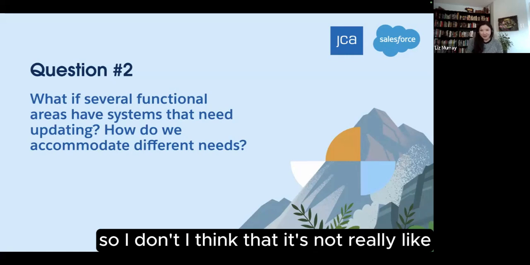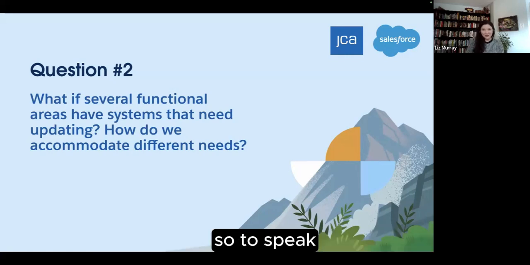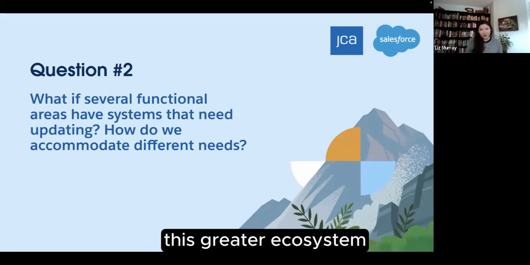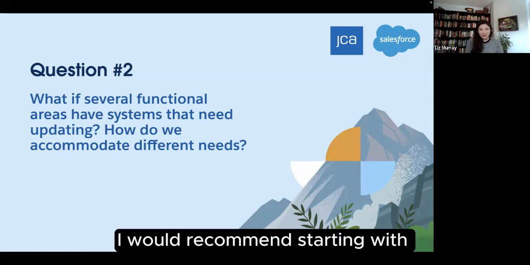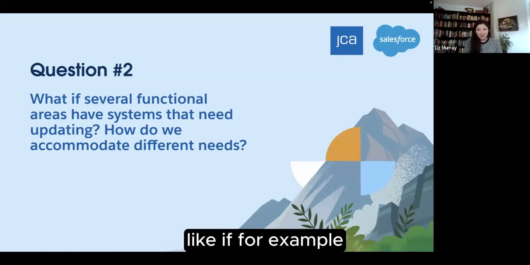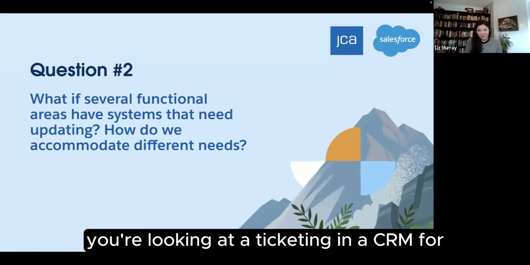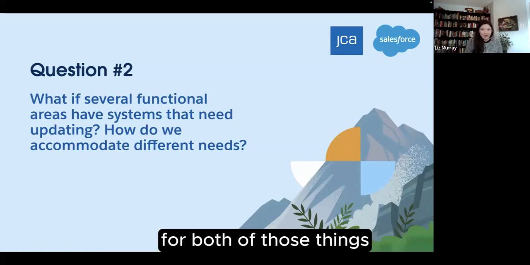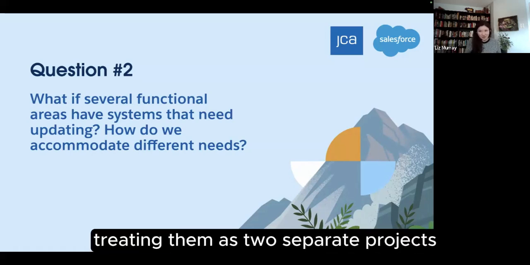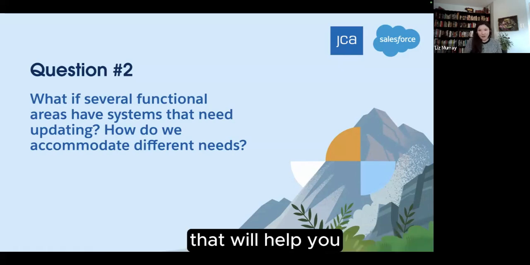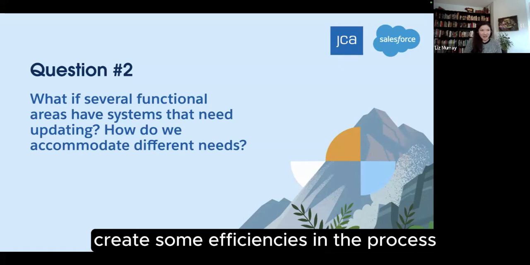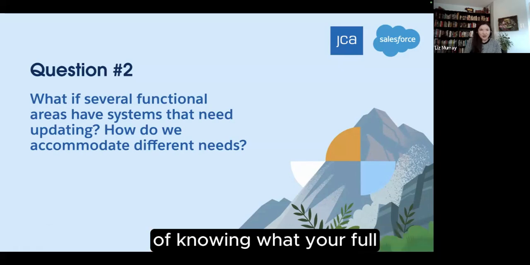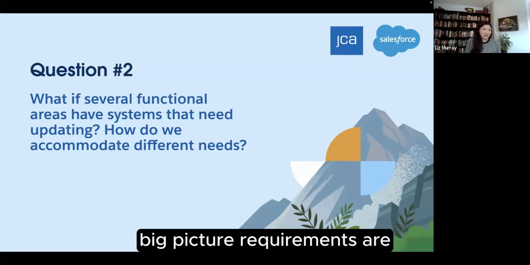So it's not really a matter of who goes first, so to speak. It's more about planning it all out in terms of this greater ecosystem and what you need to do to improve it. For example, if you're looking at a ticketing system and a CRM, I would get your requirements for both of those things up front versus treating them as two separate projects. That will help you create some efficiencies in the process, and also give you the knowledge, as you go through the system selection process, of knowing what your full big picture requirements are.